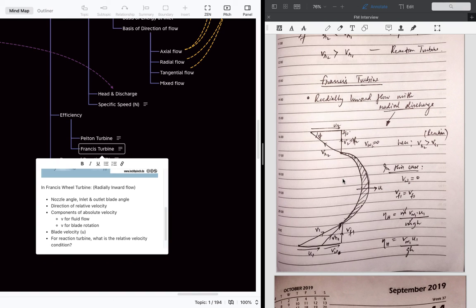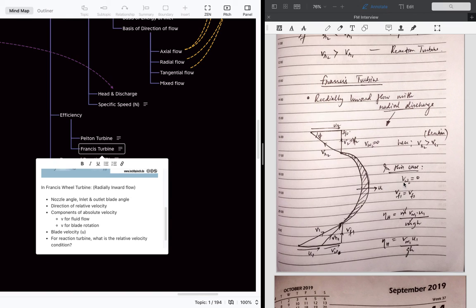Well, the difference in this case is that there is no whirl velocity. As you can see, the whirl velocity is zero here, and we only have the absolute exit velocity, which is equal to the fluid flow velocity Vf2. So V2 is equal to Vf2, but Vw2, the whirl velocity at exit, is zero. So in this case, as we know, the relative velocity at the outlet should be greater than the inlet relative velocity. Okay, so VR2 should be greater than VR1 because it is a reaction turbine.